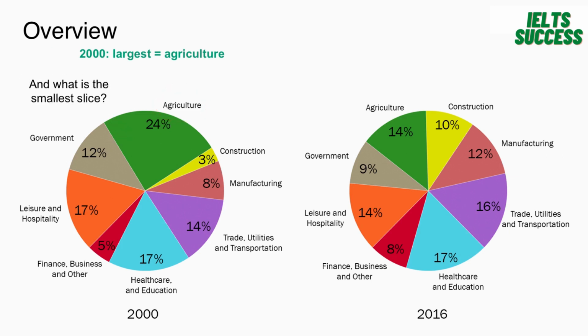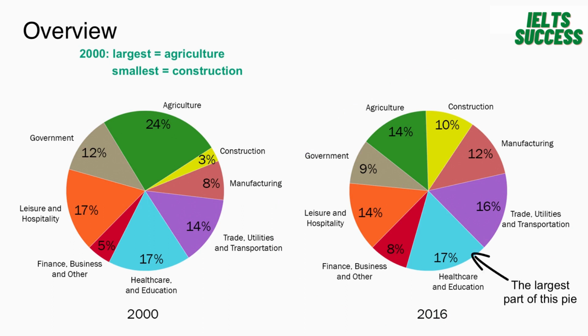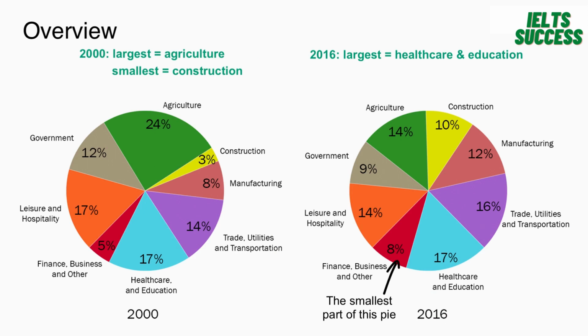And what is the smallest slice? It is construction, only 3%. Any other segment of our pie chart is bigger than the construction. This means that our construction segment was the smallest part of Turkey's economy in 2000. And our second pie chart shows year 2016. We can see that the largest part of this pie is healthcare and education, and the smallest part is finance, business and other services.